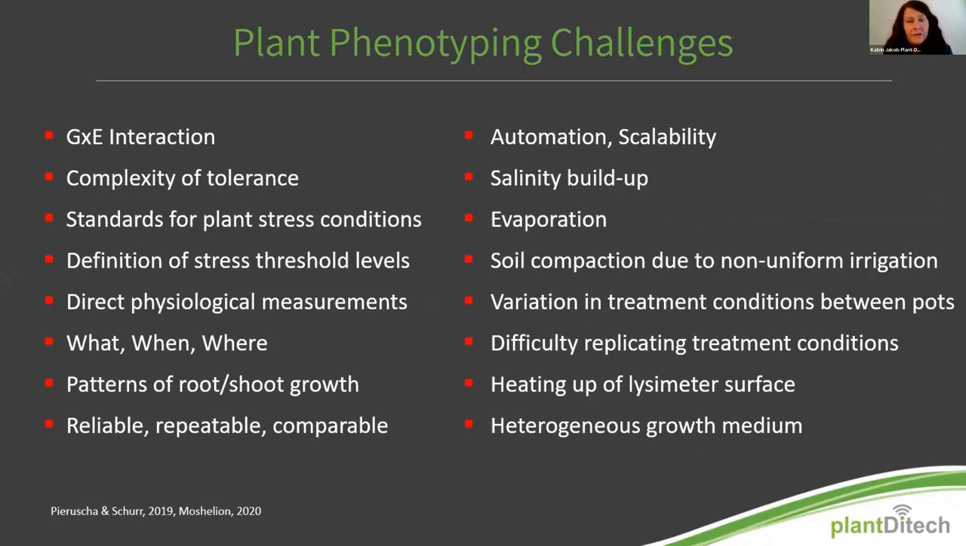It's very hard to precisely set your conditions so that you can actually repeat your experiments, and so that they are reliable and comparable. It's very hard to capture the real genotype by environment interaction because conditions around the plant change constantly and the plant is reacting also instantly to different conditions out there.